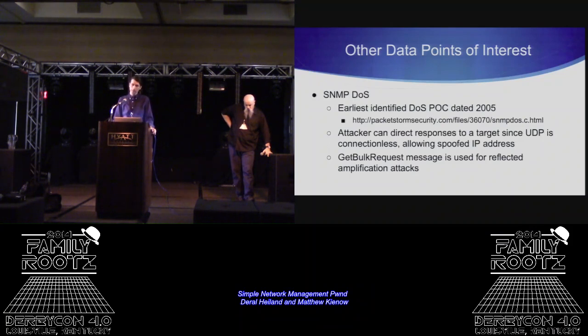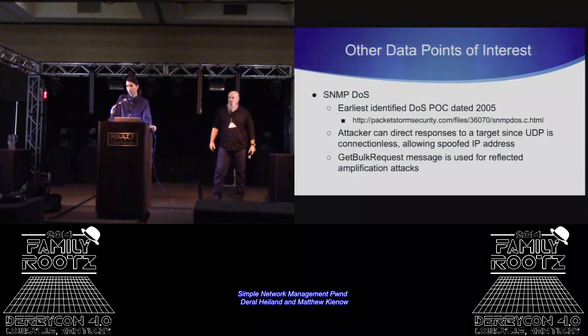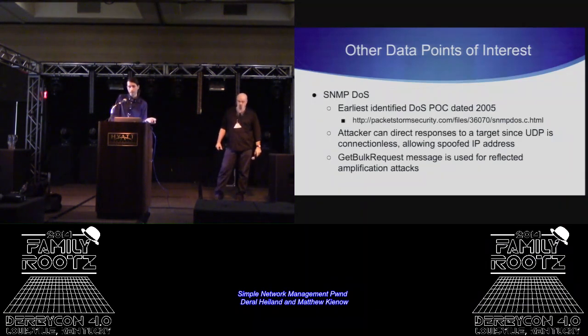The earliest identified distributed denial of service proof of concept dates to 2005. It's available on Packetstorm Security. Now this works because UDP is a connectionless protocol, and the attacker can spoof the IP address, so that the response to, in this case, a GetBulkRequest message can be directed to the target. If you recall when I talked about version 2, the GetBulkRequest message allowed for efficient retrieval of a large number of variables. Well, that's really useful if you're efficiently retrieving those and directing them to a target.